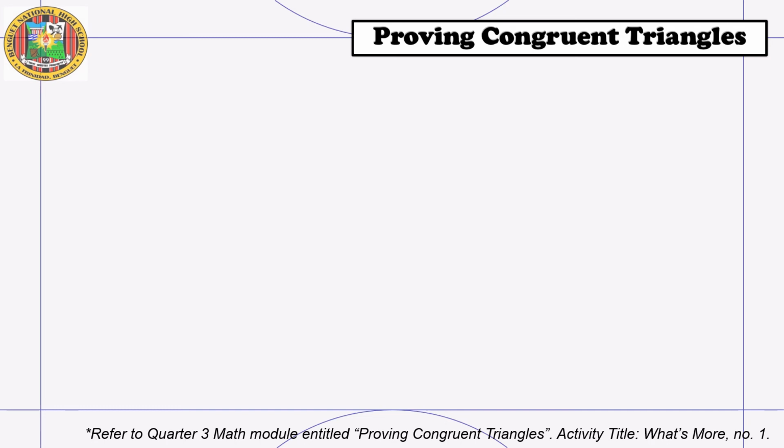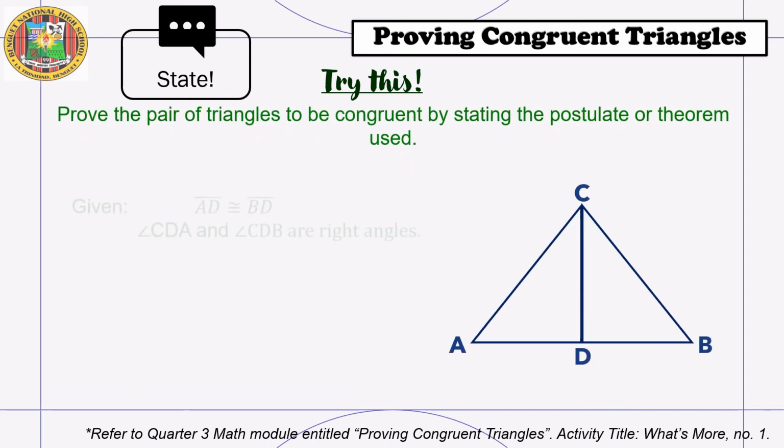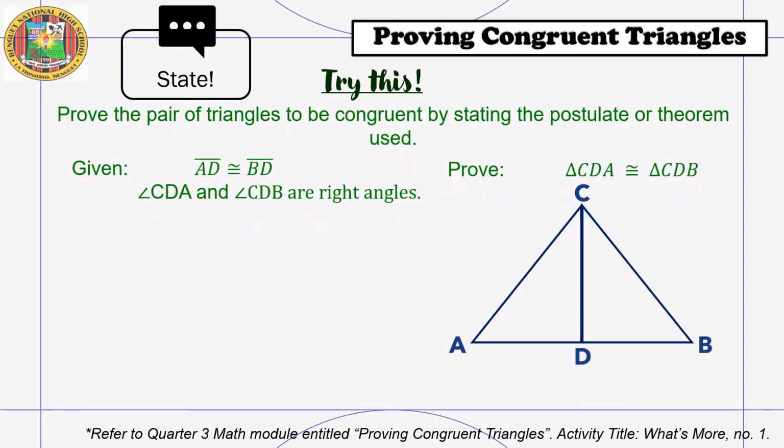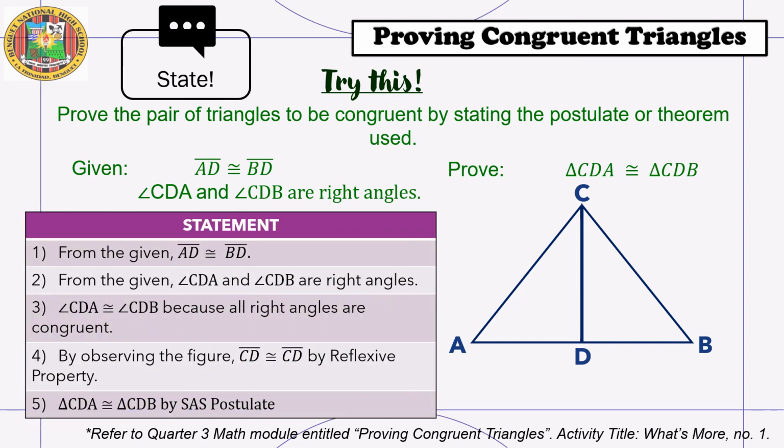We now state our conclusion. We were given this problem to solve. Through the given and our deductions from the given information, and by marking congruent parts on the figure, we have proven that triangle CDA and triangle CDB are congruent to each other by the SAS postulate.